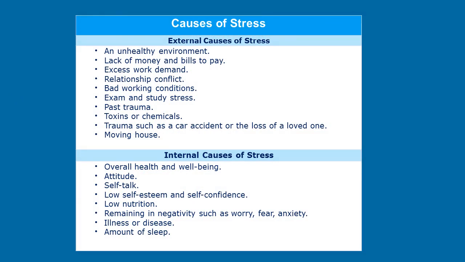So what exactly are the causes of stress? Okay, so we have external causes of stress and internal causes of stress. External causes of stress, for example, would be an unhealthy environment, lack of money and bills to pay, excess work demand, relationship conflict, bad working conditions, exam and study stress, past trauma, toxins or chemicals, trauma such as a car accident or the loss of a loved one, and moving house. So those are external causes of stress.